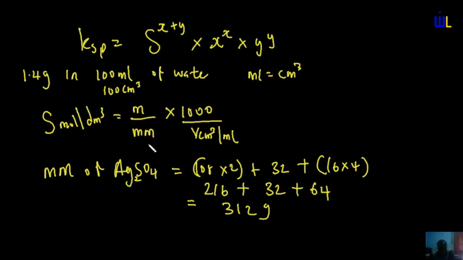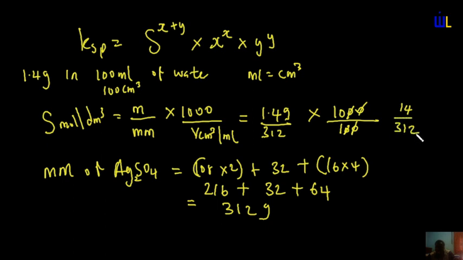Basically, applying this to the formula, the mass in the question is 1.4 gram. So how do we get the solubility? 1.4 gram divided by the molar mass, which is 312, multiplied by 1000 all over the volume, which in this case is 100. Now when we do this, 0 cancels 0, 0 cancels 0. So 1.4 becomes 14 all over 312.